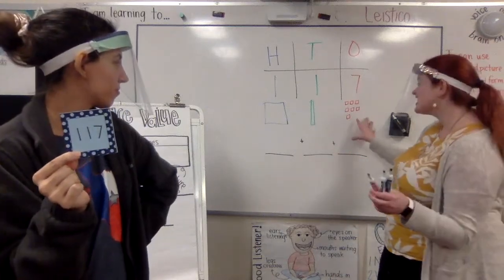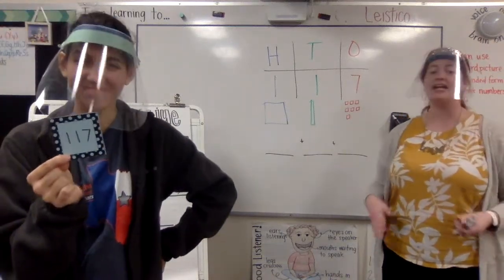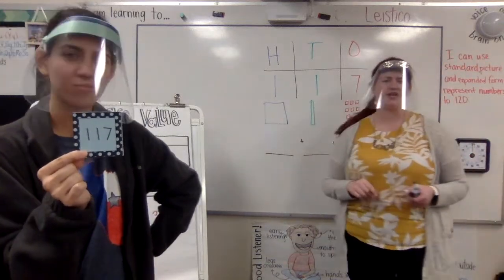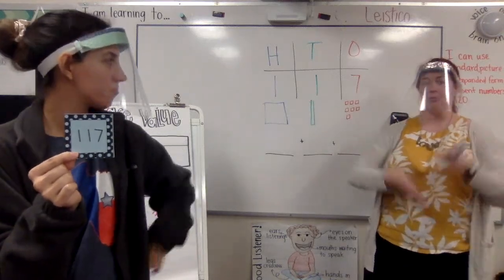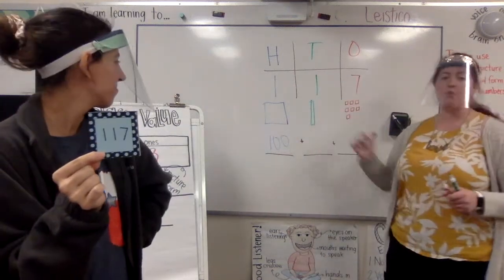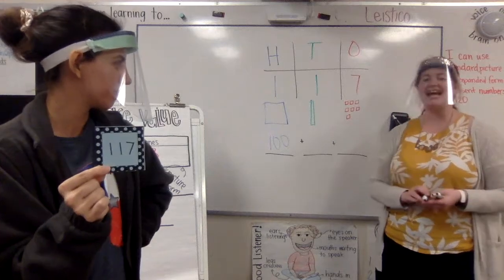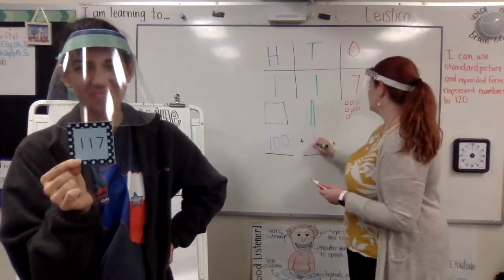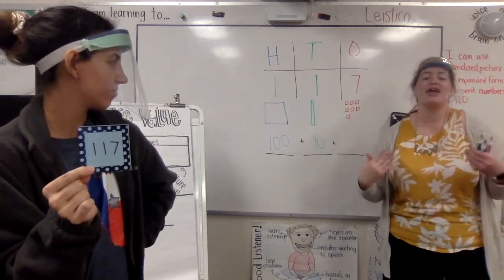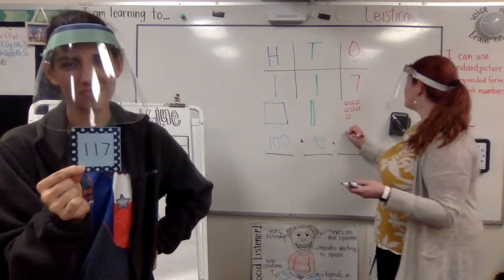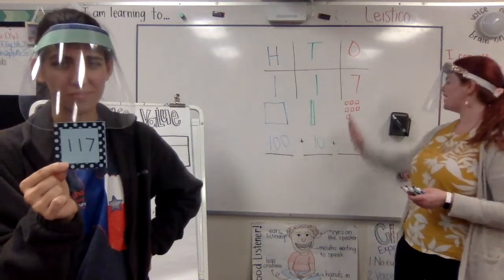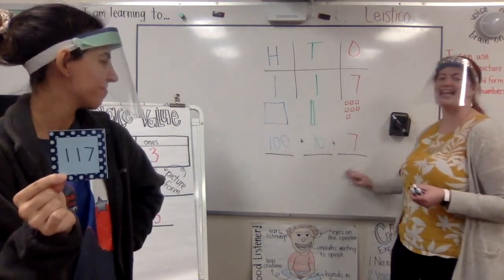Now, I need to turn this into my expanded form. So I need to know the value of these digits, okay? I have 100. Well, 100 has a value of 100. 100 plus, I have 110. 110 has a value of 10. And in my ones, I have 7 ones. 7 ones is worth, or it has a value of 7. So my expanded form is 100 plus 10 plus 7. It's always hundreds, tens, ones.